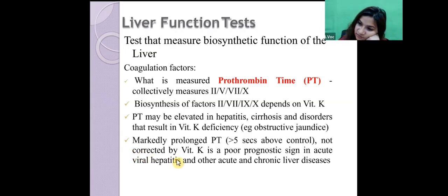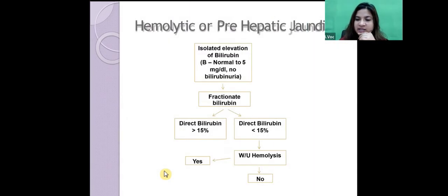If we observe more than 5 seconds above the control prothrombin time, then it is not corrected by vitamin K. All right, so it is a poor prognosis, which is seen in any kind of acute viral hepatitis and other acute and chronic liver disease.